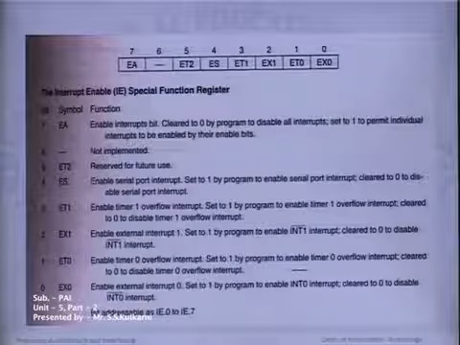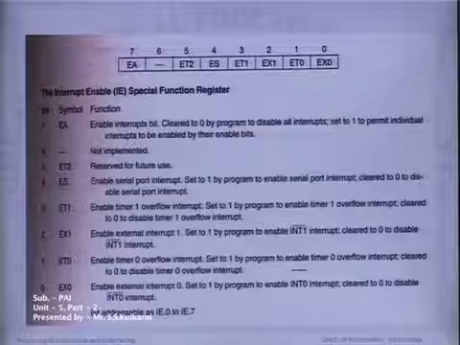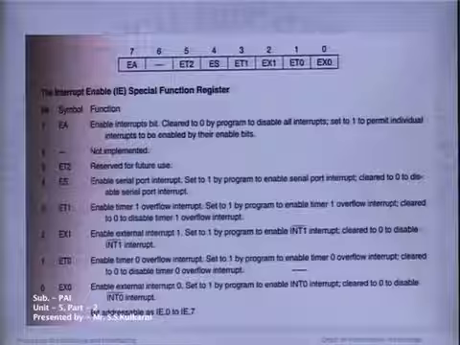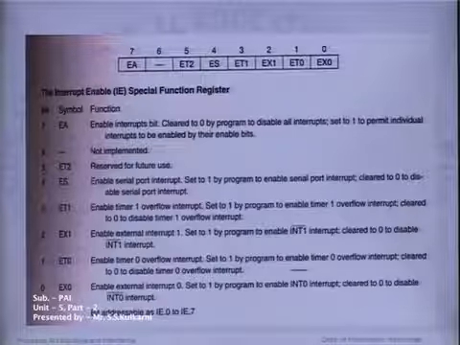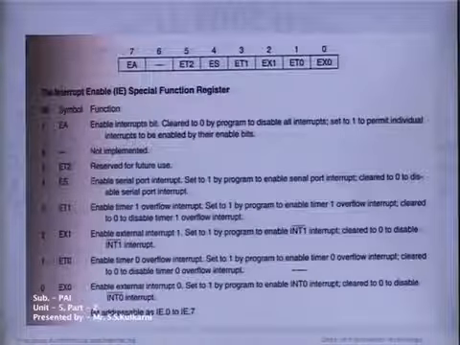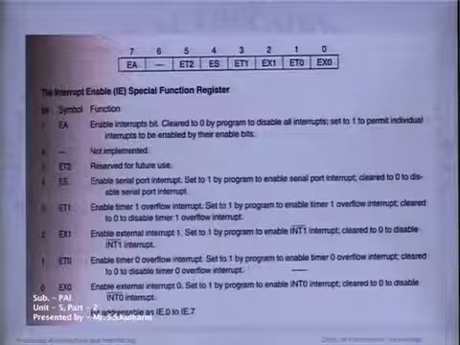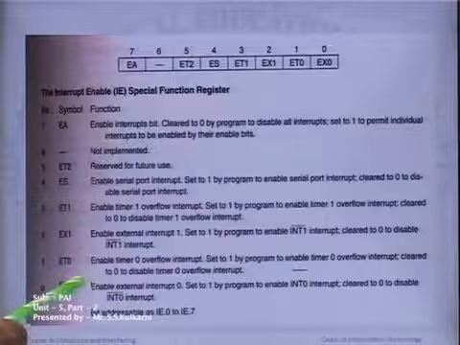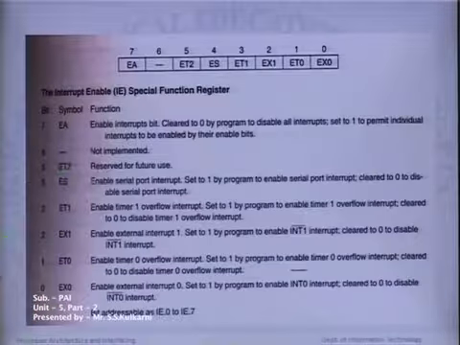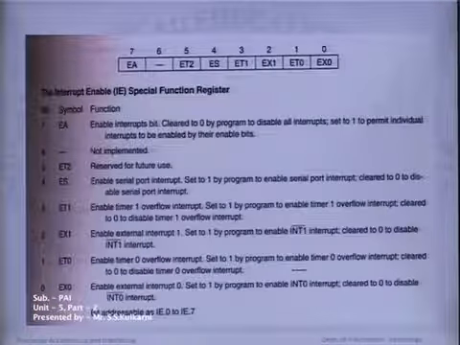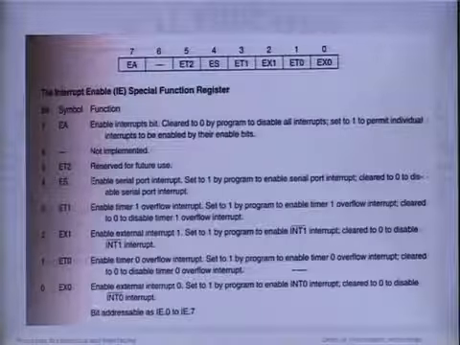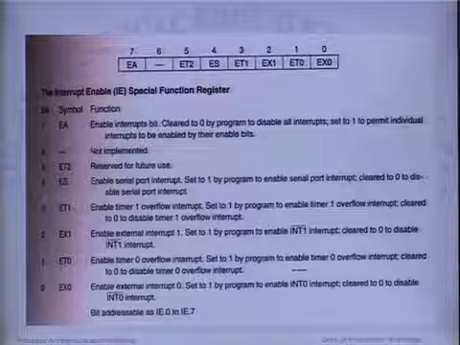Based on the requirement, particular bits can be set or reset so that the particular interrupts are enabled. Suppose I require in my system only the timer related interrupts to be enabled, then bit 3, that is ET1, and bit 1, that is ET0, will be set to 1, and all others can be set to 0, so that only the timer related interrupt inputs are activated and all others are deactivated.